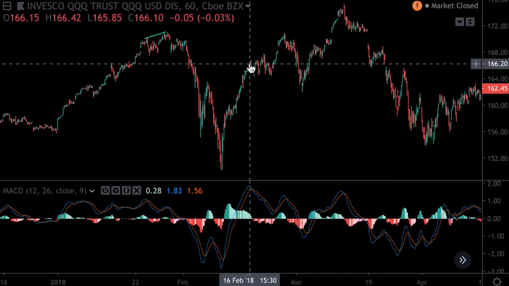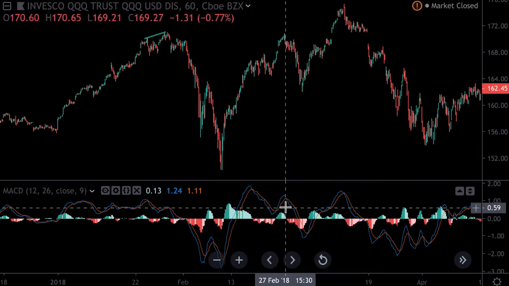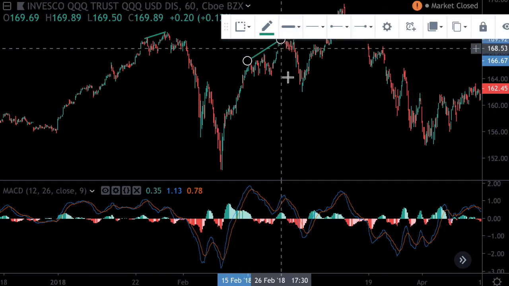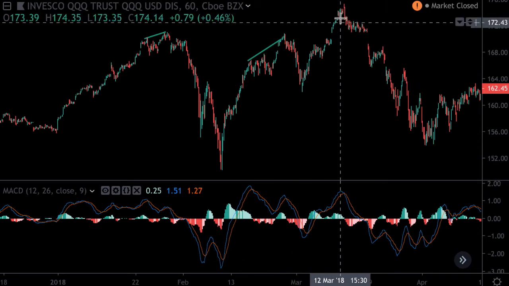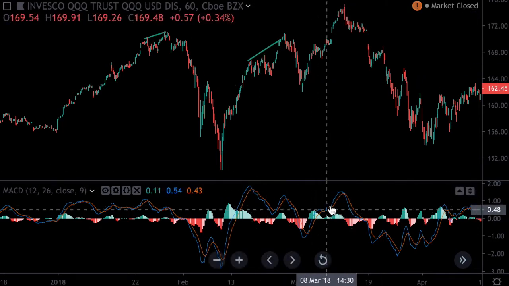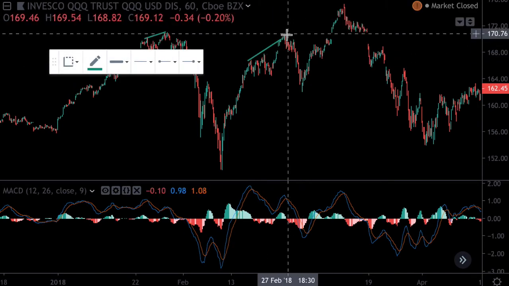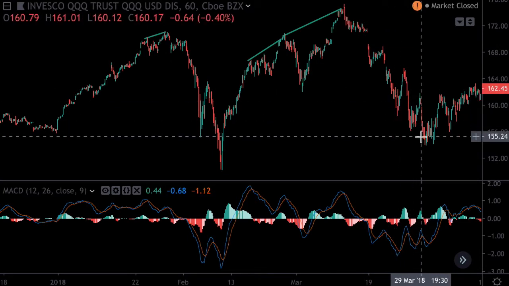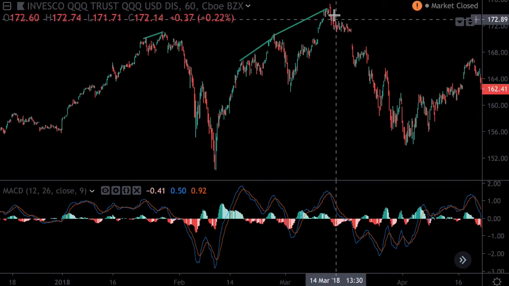You can see right here, there's a high and a higher high with a low and a lower low on the MACD, which led to this nice little correction. And same thing here. You had a high and a higher high with a high and a lower high, and that extended this divergence and led us to this huge downside. So this is how I use the MACD, and you can see how effective it is.